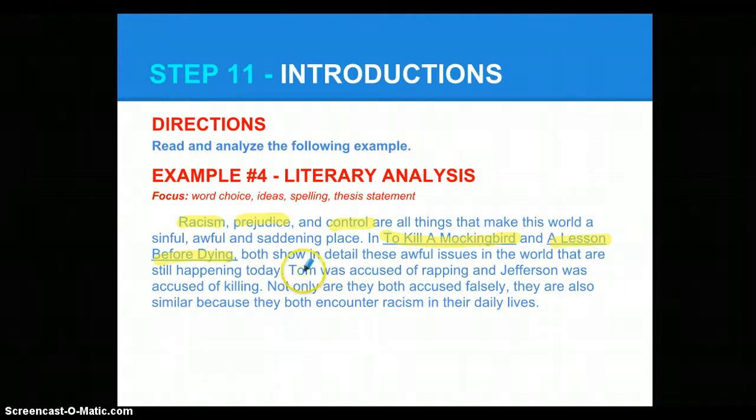They are going to talk about Tom and Jefferson, so they're going to juxtapose those two. Okay, what were they accused of? He wasn't accused of raping, but he was accused of murder. Okay, they both were accused falsely, and they're similar because of how they encounter racism. So I know specifically they're going to look at these two stories, talk about Tom and Jefferson, and look at how they dealt with racism.